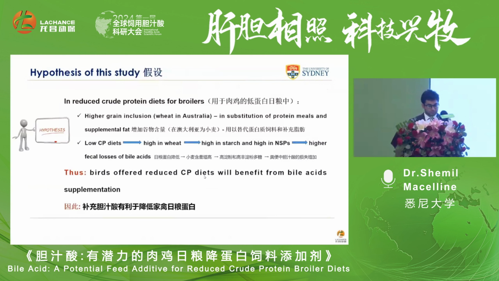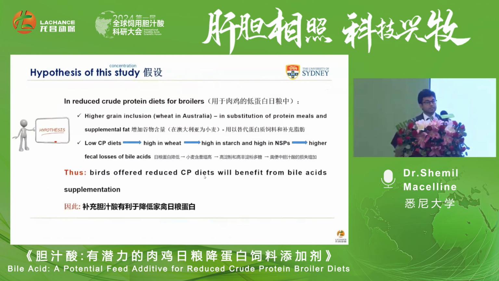Therefore, the connection between bile acid and reduced crude protein diets. Normally, when we produce low crude protein diets, we have to increase the wheat inclusion in diets, because we have to maintain the energy level, as well as respond to least cost diet formulation, so we have to increase the wheat concentration in the diet.